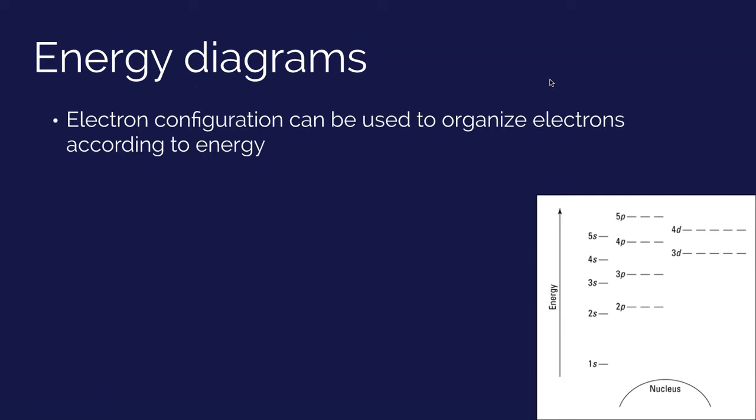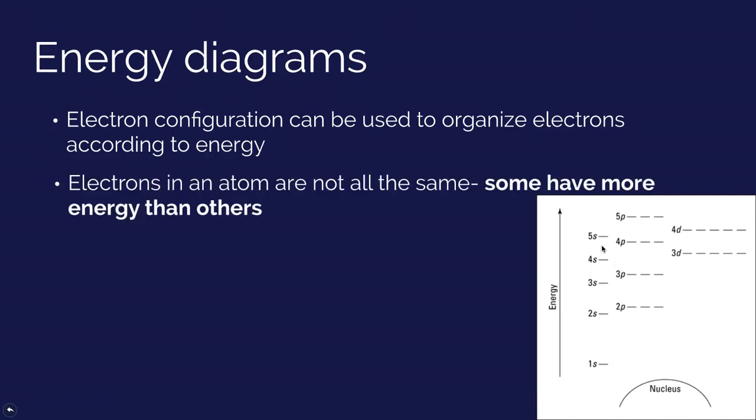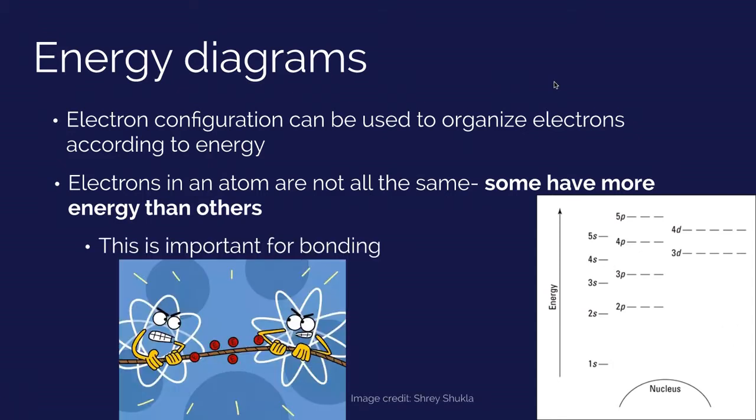So what we need to know next is that the electron configuration can also be used to organize our electrons in terms of energy. We're talking about relative energy. Now, it's important to understand because a lot of these electrons that we have are not all the same. Some of them carry more energy than others, and so some of those will be more reactive than others. And this property will be very important for determining bonding and seeing how our atoms interact with each other.